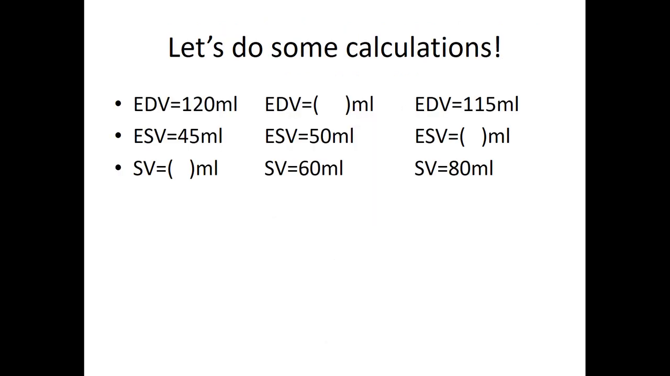However, let's do some calculation. This is kind of like a quiz, right? If EDV is 120 milliliters and ESV is 45 milliliters, how much is the stroke volume? And the next one: end-systolic volume is 50 and stroke volume is 60, so how much is EDV? And EDV is 115 and stroke volume is 80, so how much is ESV? This is very simple, right? So first, please pause and calculate, and watch this video again. First, 75. Second, EDV is 110 and ESV is 35. Does it make sense? Okay.